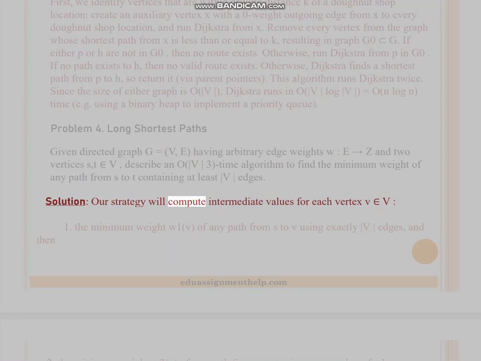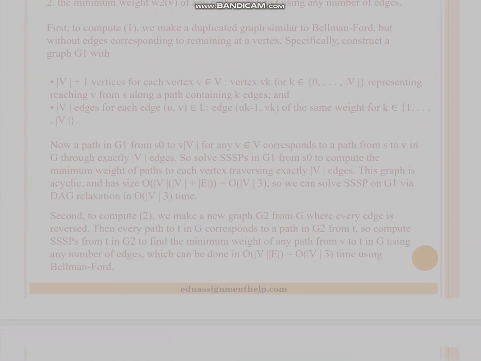Solution: our strategy will compute intermediate values for each vertex v ∈ V. 1. The minimum weight w1(v) of any path from s to v using exactly |V| edges, and then 2. The minimum weight w2(v) of any path from v to t using any number of edges.